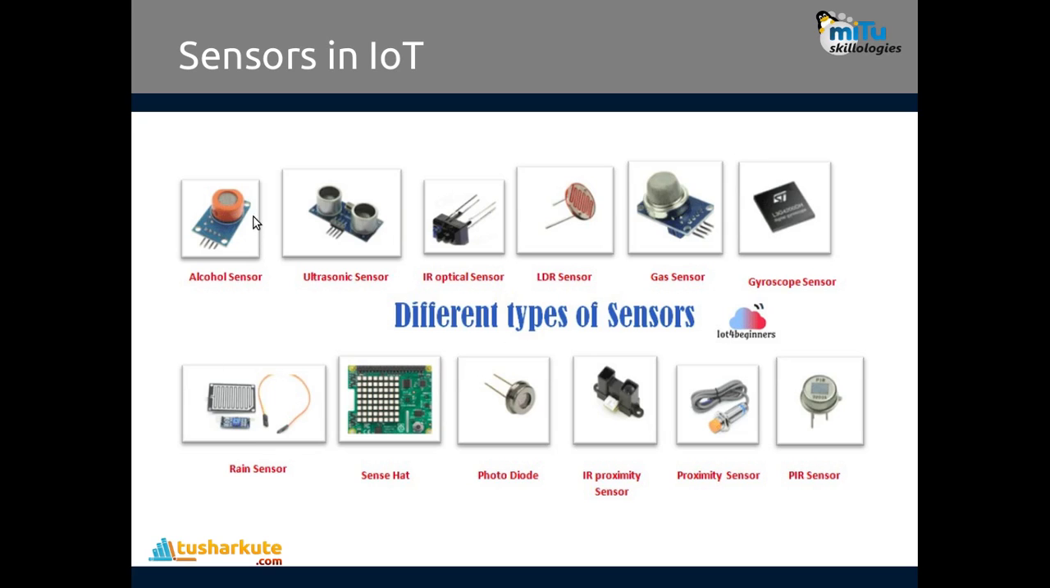For example, if I want to sense alcohol, you can see alcohol sensors. Ultrasonic sensors are used to identify the distance between two devices. IR optical sensors are used to identify an obstacle in front of the sensor. LDR, the presence of light, we can find by using this. Gas sensors, gyroscope, rain sensor, which is actually a water sensor basically, or Sense HAT, which can be present on the Raspberry Pi's board, and multiple sensors are possible with this. Photodiode, or proximity, IR proximity sensors, only proximity sensors, or PIR, which is used for motion detection. So these are the different types of sensors present.